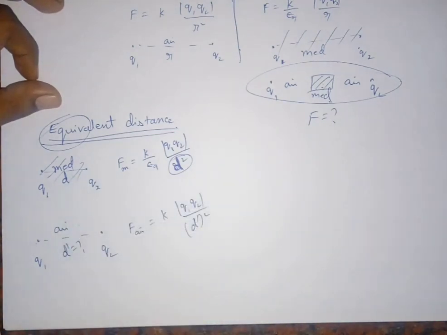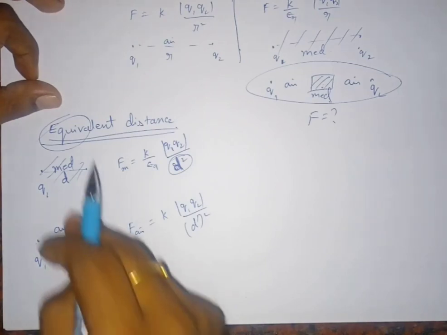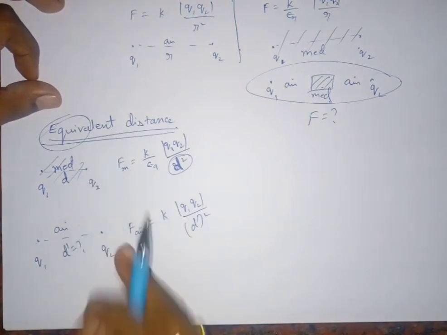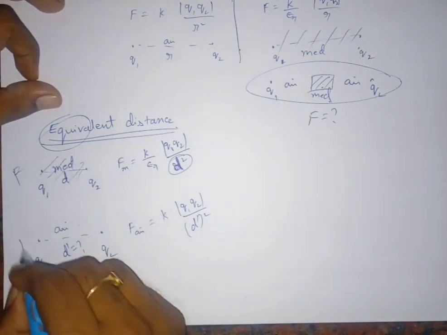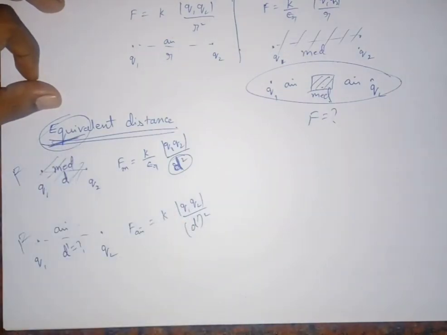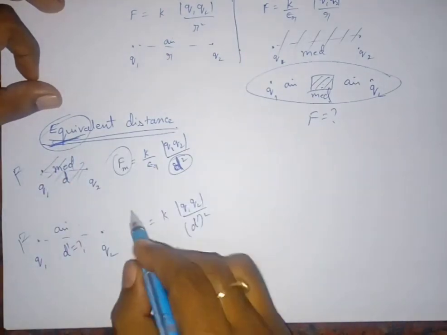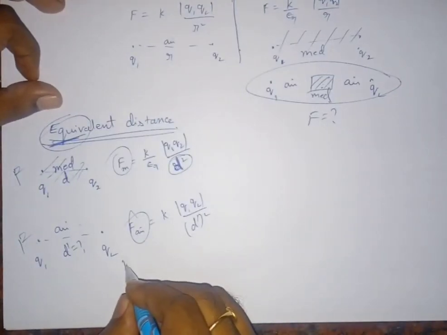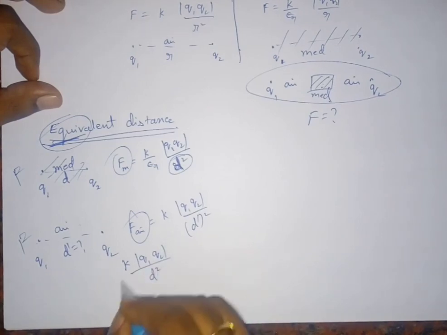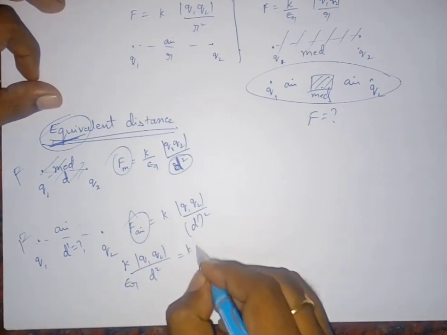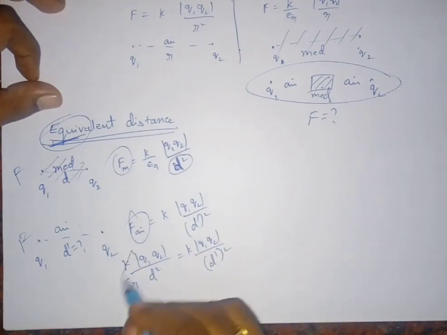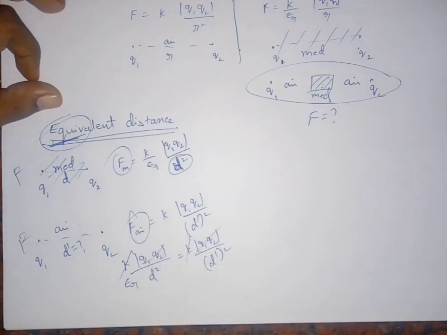So the medium varies, but not the charges. Along with the medium, the distance also should vary to keep the force same. So here the force is F, and here also the force is F. In order to have the same force, what is the equivalent distance then? Since force was said to be same, equate it. So we get K mod Q1 Q2 by d square equals epsilon r into K mod Q1 Q2 by d prime whole square. K is a constant, gets cancelled, and the charges are the same, so they get cancelled.